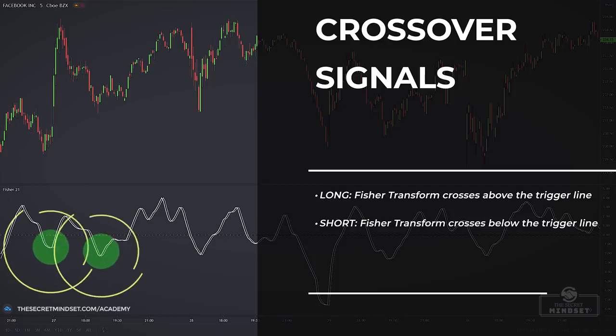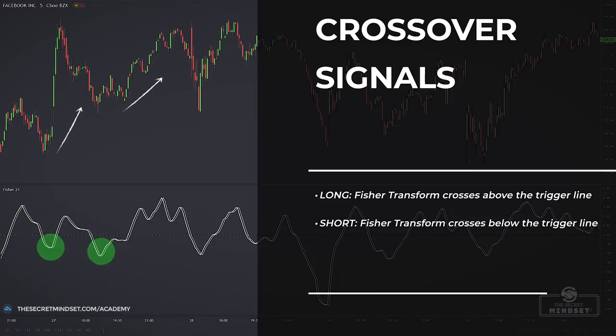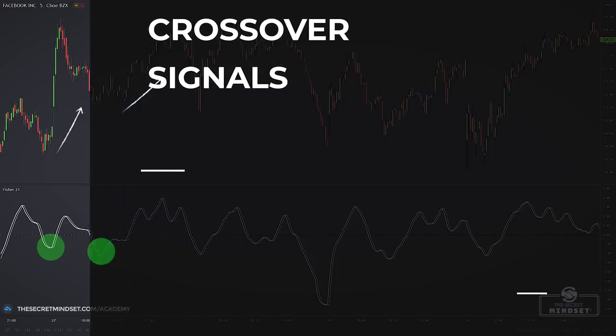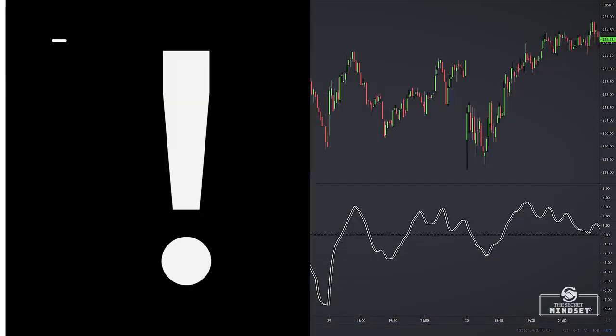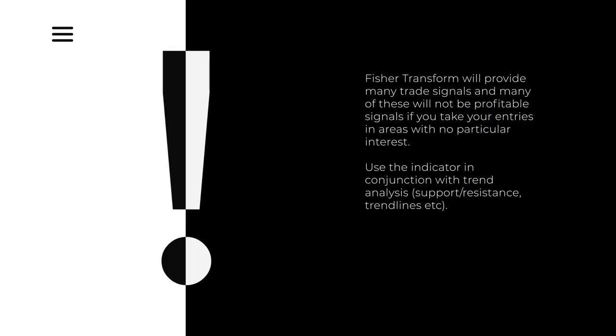When the Fisher transform crosses the trigger line, it is used by some traders as an entry signal. For example, when the Fisher transform drops below the signal line after hitting an extreme high, this could be used as a signal to short the market. As with the previous indicators, the Fisher transform will provide many trade signals, and many of these will not be profitable if you take entries in areas with no particular interest. I will say it once again, use the indicator in conjunction with trend analysis.